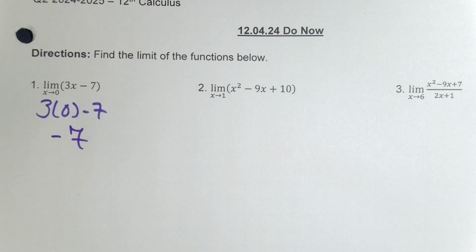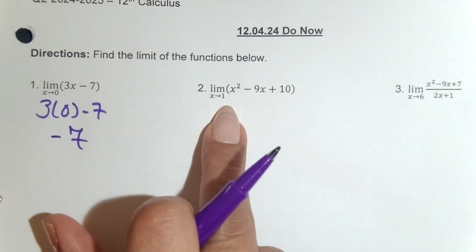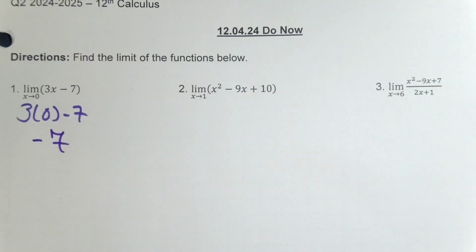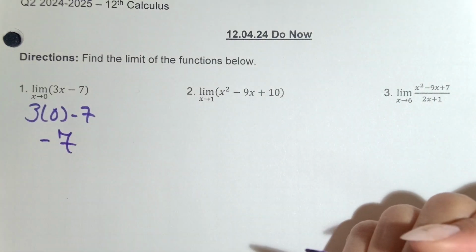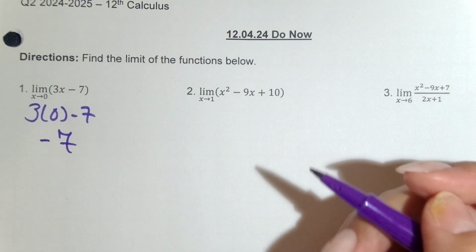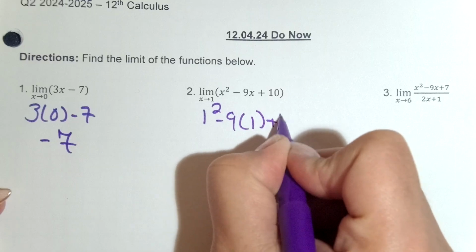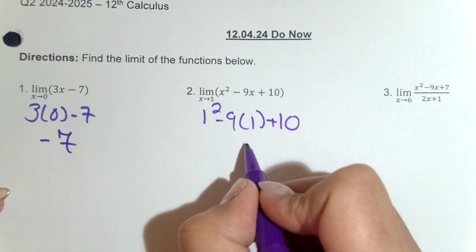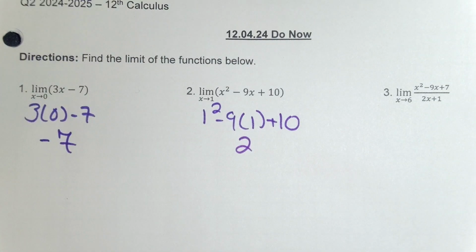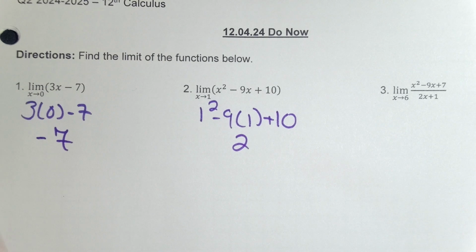Shush, shush. Okay. So then what do I do with this 1? For what? How many x's? 2. So you have 1 squared minus 9 times 1 plus 10. And that gives me 2. Snaps or hands. Am I going too fast? Are you sure? Okay.